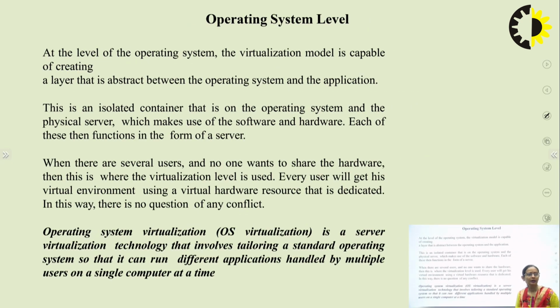Operating system level. At the level of OS, the virtualization model is capable of creating an abstract layer between the OS and application. This is an isolated container type of thing that sits on the OS and the physical server, which makes use of software and hardware. Each of them then functions in the form of a server. When there are several users and no one wants to share the hardware, this is where this virtualization level is used. Every user will get his virtual environment using a virtual hardware resource, and that particular environment is dedicated to that user only. So there is no chance of conflicts between the users.